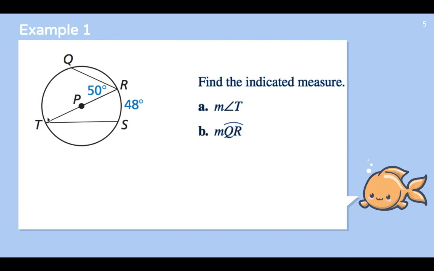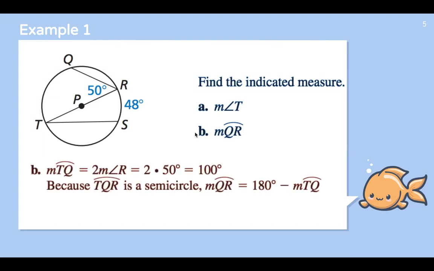And the measure of arc TQ does subtend this inscribed angle, angle QRT, which measures 50 degrees. So this is going to be twice as big as 50 degrees. I think you know where I'm going with this. So the measure of arc TQ is going to be 100 degrees. And because arc TQR measures 180 degrees, this part must be 80 degrees.